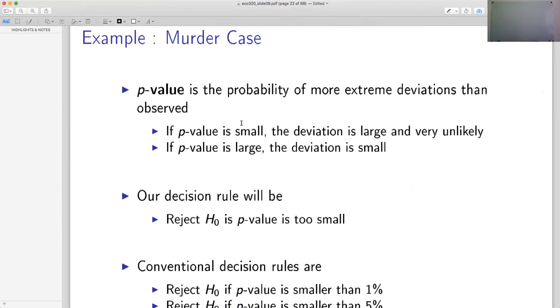So the p-value is the probability of a more extreme deviation than observed. If a p-value is too small, then the deviation is large, so it is very unlikely, and we are more likely to reject. Again, you compare the p-value with alpha, the significance level. If a p-value is large, the deviation is small.